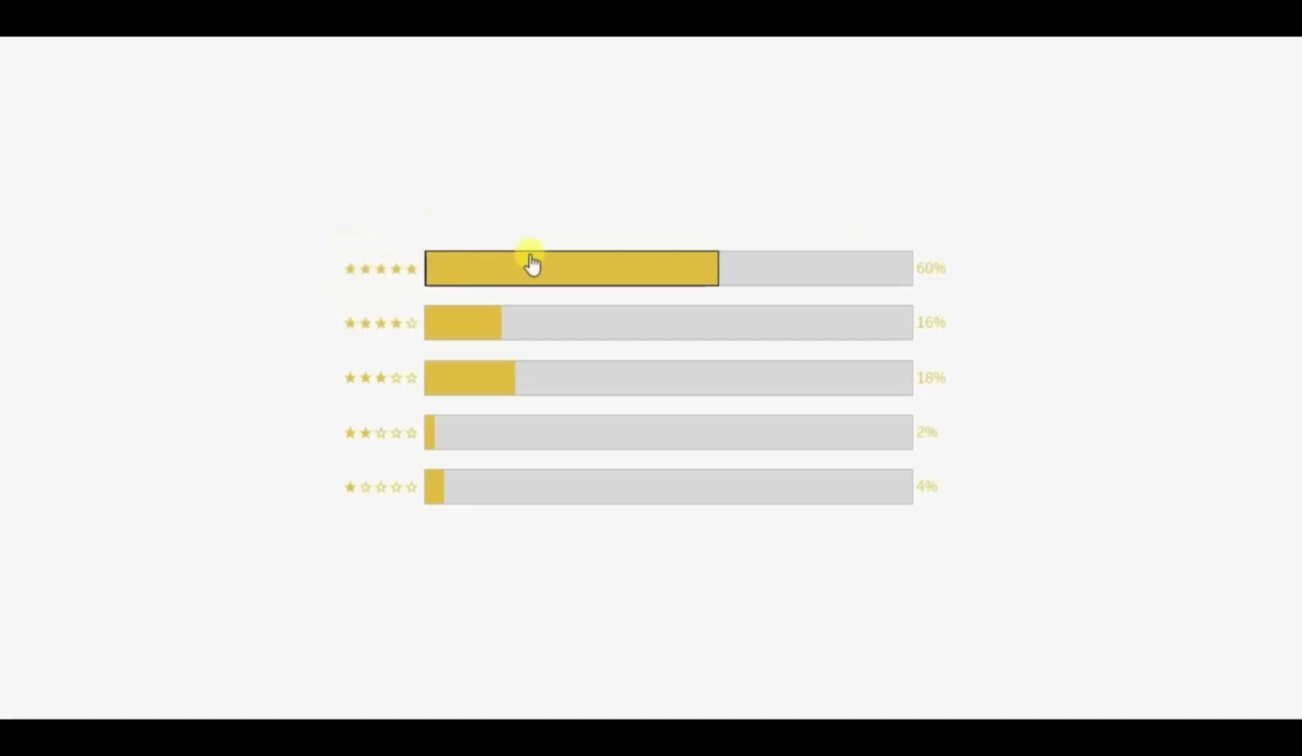Here we can see that 60% of the customers have given a 5-star rating to the Amazon products. Then 16% of the customers have given a 4-star rating. Then only 4% of the customers have given a 1-star rating to the Amazon products. Now let's jump to Tableau and see how to create a chart similar to this one.